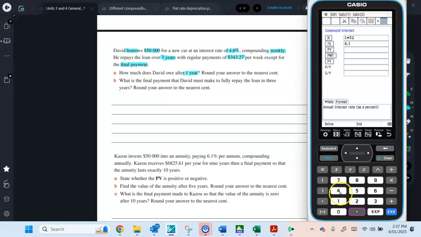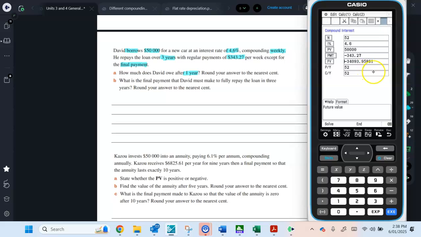Your interest rate is 4.6. The amount being borrowed is $50,000, and that's positive because it's in your pocket. The payments being made, remember, are negative because it's going back to the bank. Future value is what we want. We'll come back to that. And then we're doing it weekly, so we're going to have 52 and 52 here. They're always going to be the same. So how much does he owe after 1 year? $34,093.96. So just make sure you get that rounding correct.